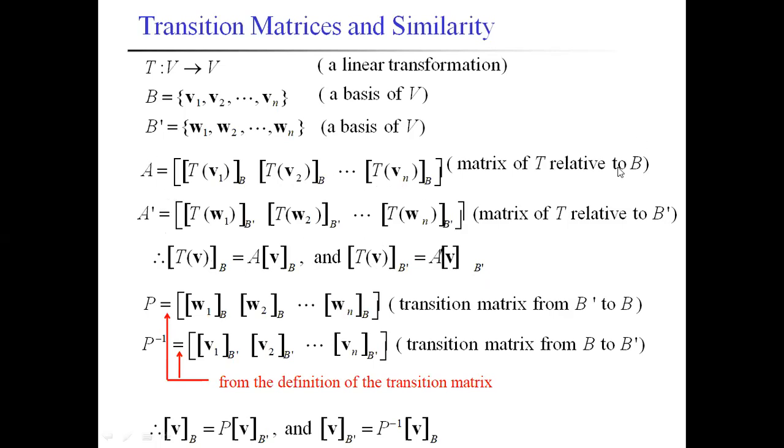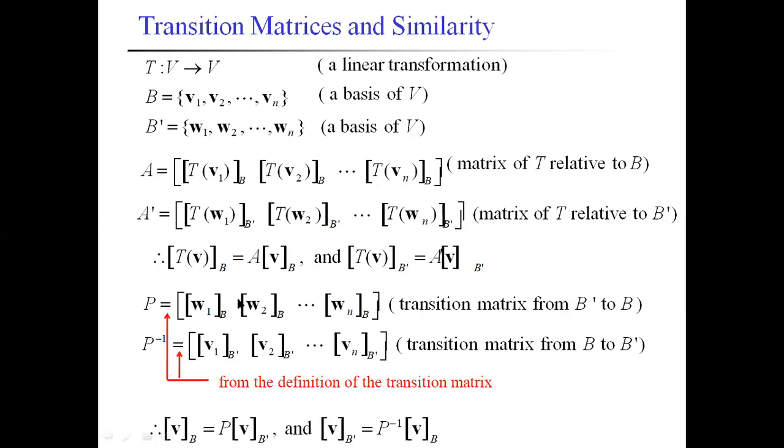By using the matrix of T relative to the basis B dash, write the second formula. The coordinate matrix of T of V relative to the basis B dash is equal to A dash into the coordinate matrix of V relative to the basis B dash. Write the transition matrix here.